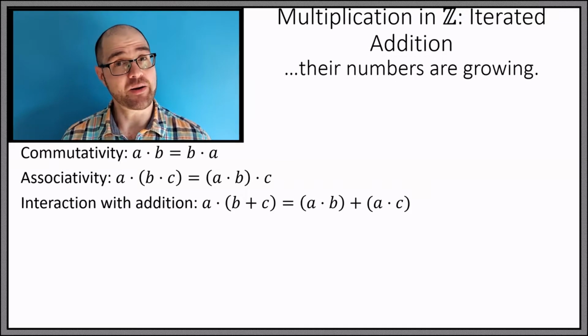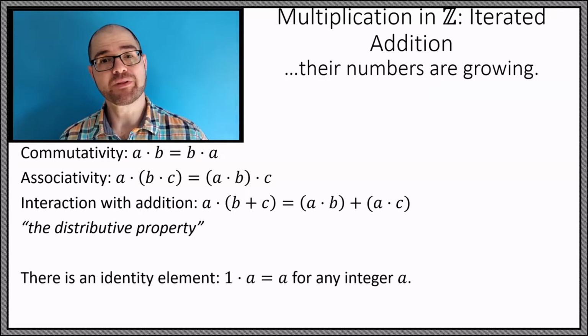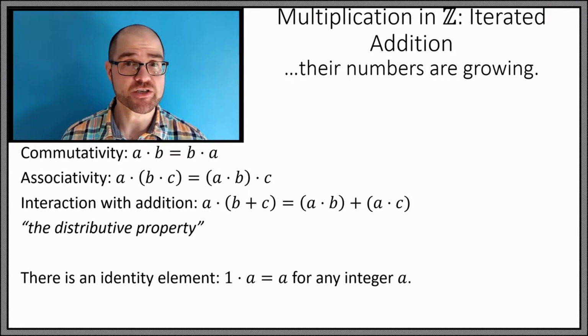Take a sum and then a product, distribute. We also have this multiplicative identity. Multiplying by 1 does not change the value of something.